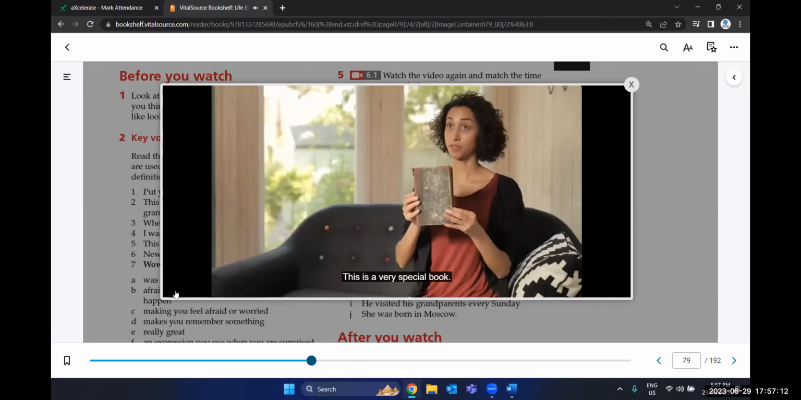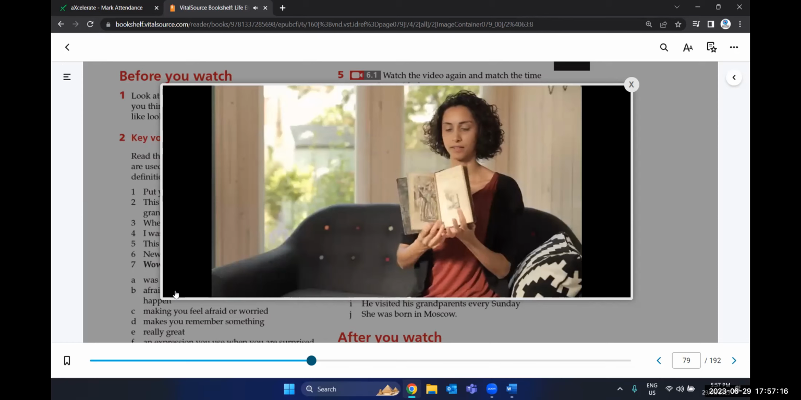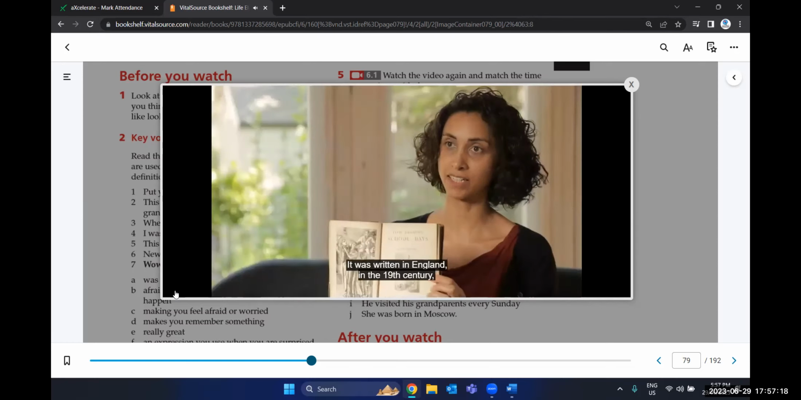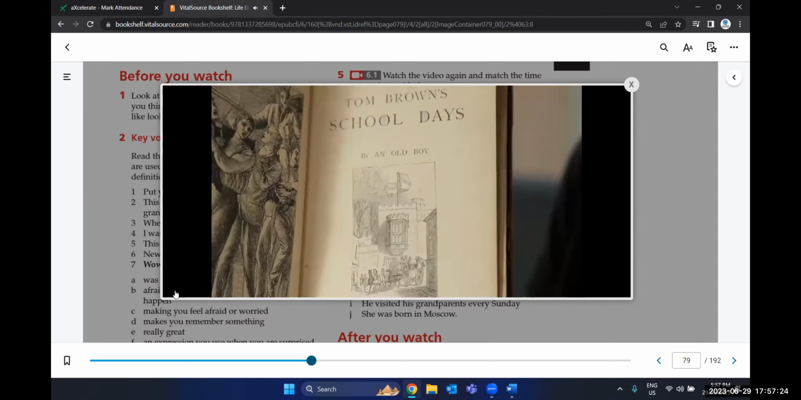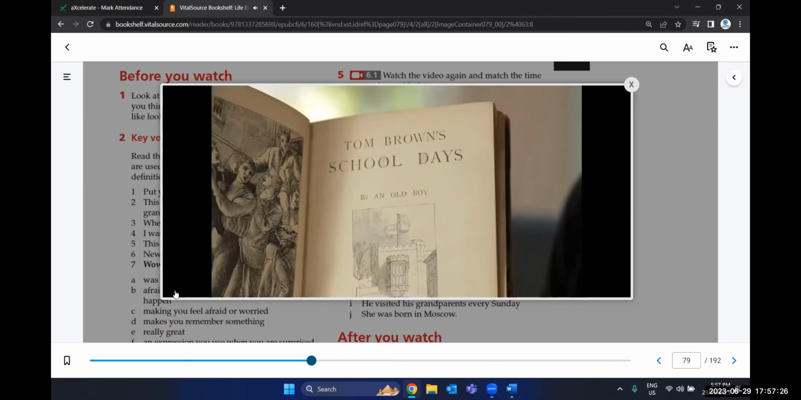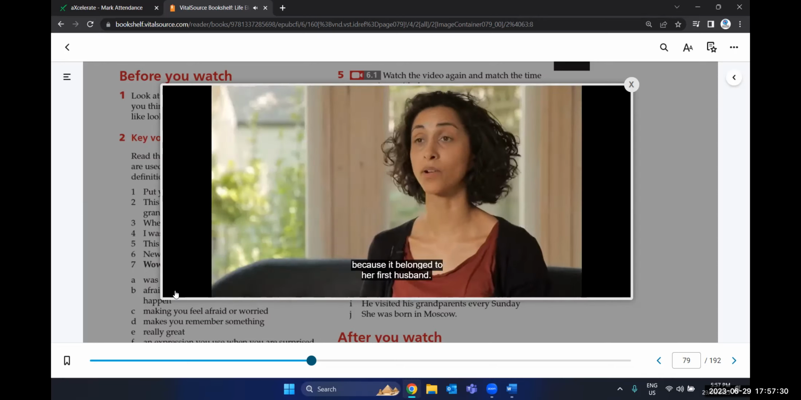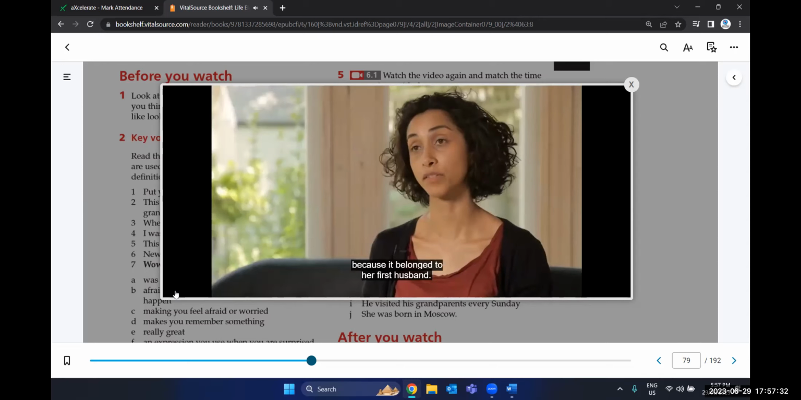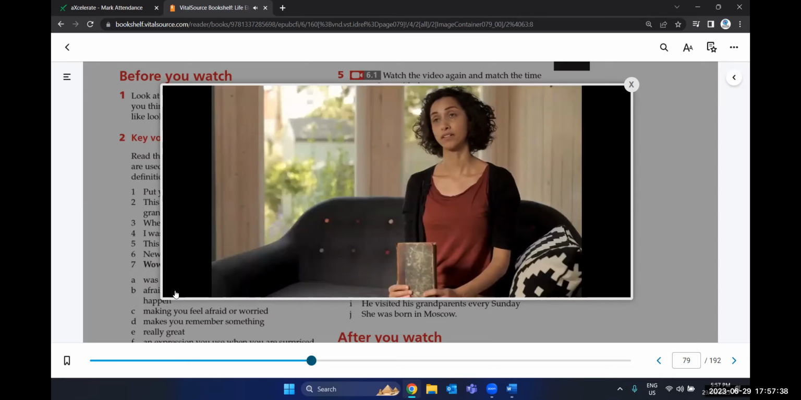This is a very special book. It's called On Brown Strawberries. It was written in England in the 19th century, and it's my great grandmother's. It was special for my great grandmother because it belonged to her first husband. They were married in 1898, but he died in 1901.